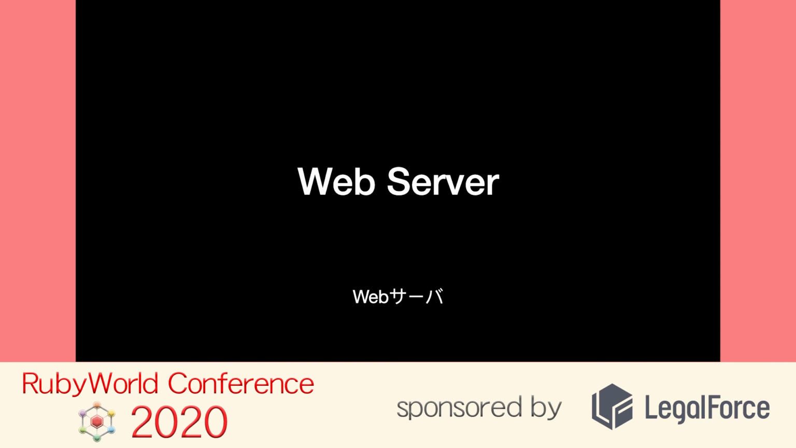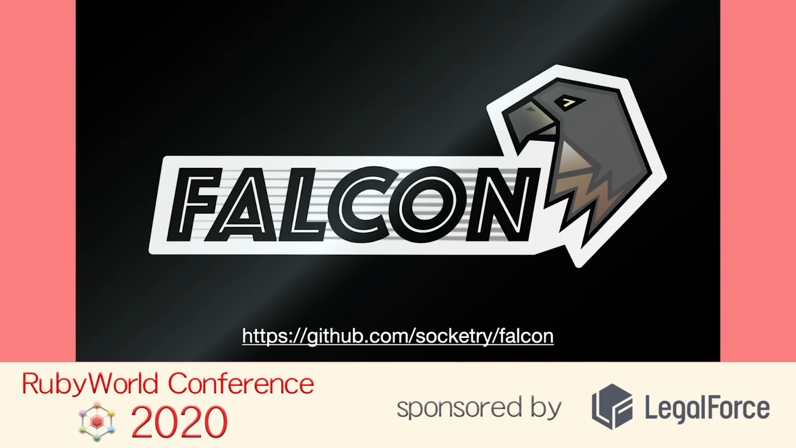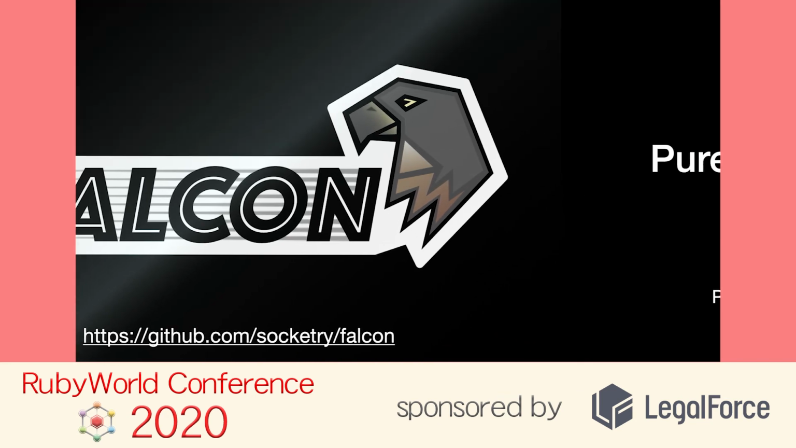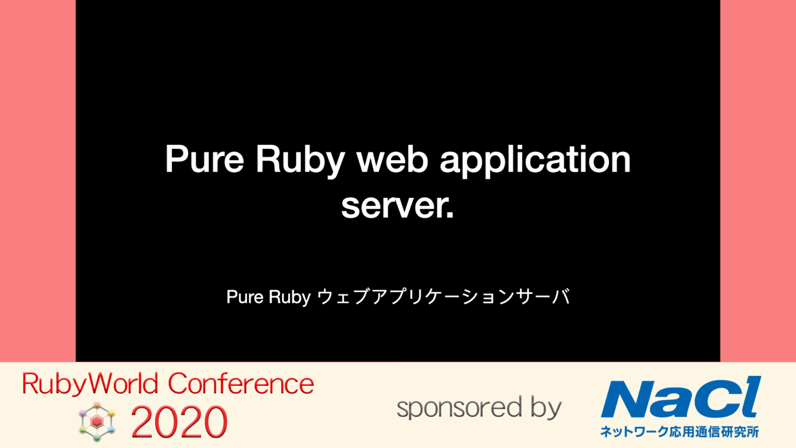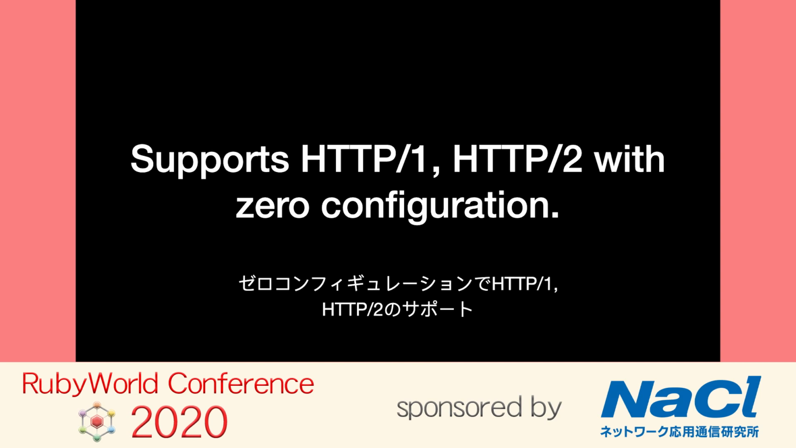The next most critical component for building scalable web applications is the web server. Falcon is an Async-based web server which helps you build highly scalable web applications. It executes each request in an asynchronous task and transparently handles non-blocking operations. Falcon is implemented in pure Ruby, yet in performance it rivals other servers which have native components. Because of this, it is very easy to use, deploy, and customize. Out of the box, it supports HTTP 1 and HTTP 2 with zero configuration. This provides a modern development and production platform for Ruby web applications.